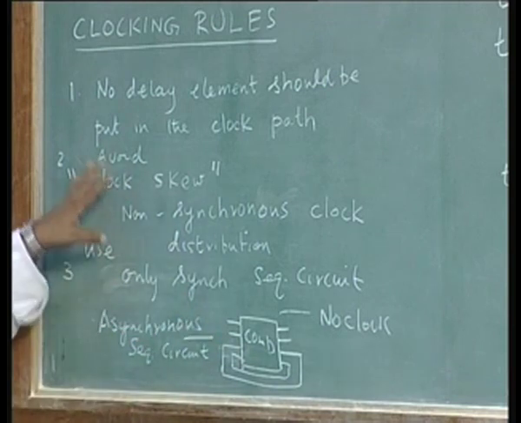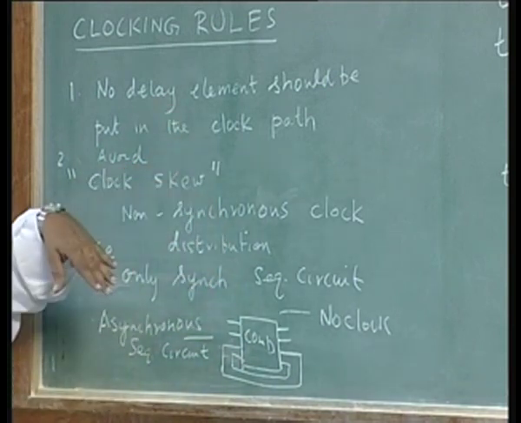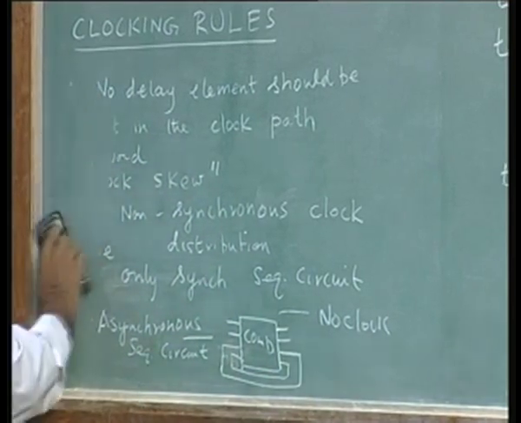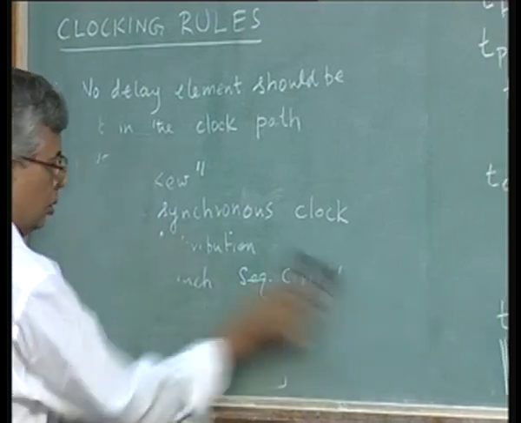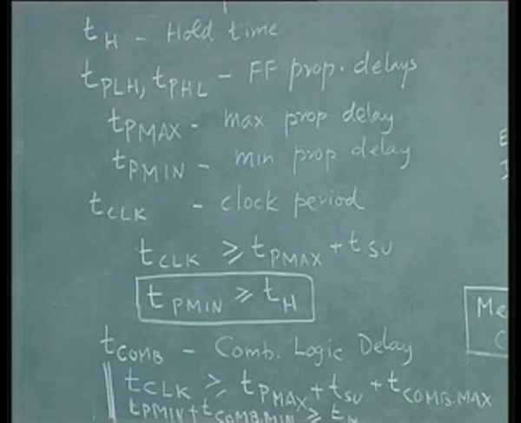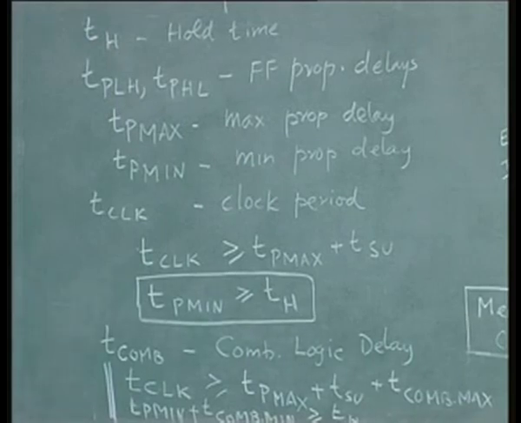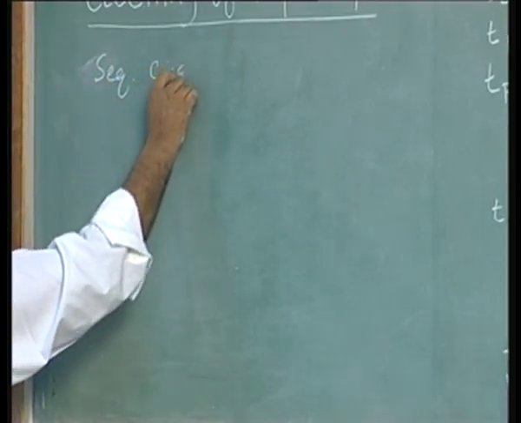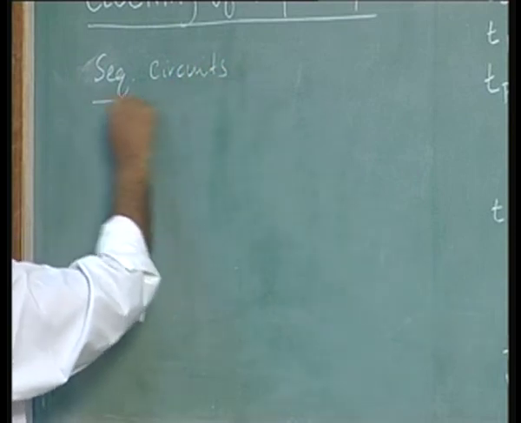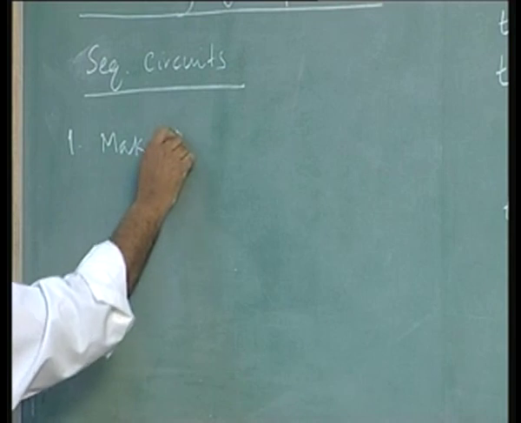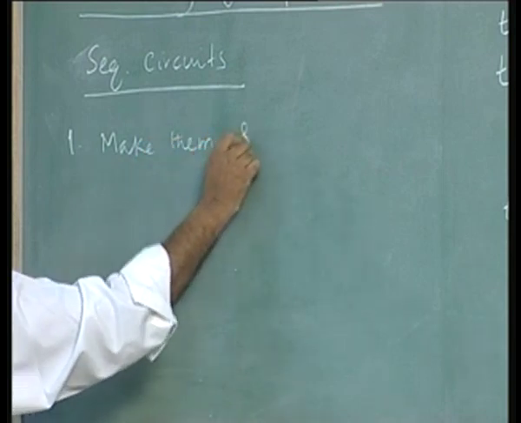So, what I mean is that the rules are to be rewritten. This I have just sort of haphazardly developed. I am going to rewrite the same things. I will not even say clocking rules. One: synchronous sequential circuits. Make them synchronous as far as possible.